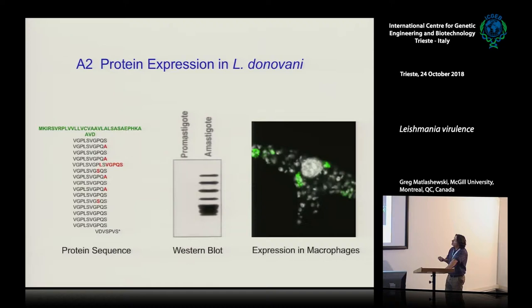And when you look at expression in an infected macrophage, this is quite interesting. It's an inducible gene, so it's turned on, but it's not turned on all at the same time. You see some amastigotes express high levels of the protein, and some of them express low levels of the protein. So it's an inducible protein, and we still don't really understand why some are expressed more than others. So it's not all of the amastigotes that turn it on at the same time.